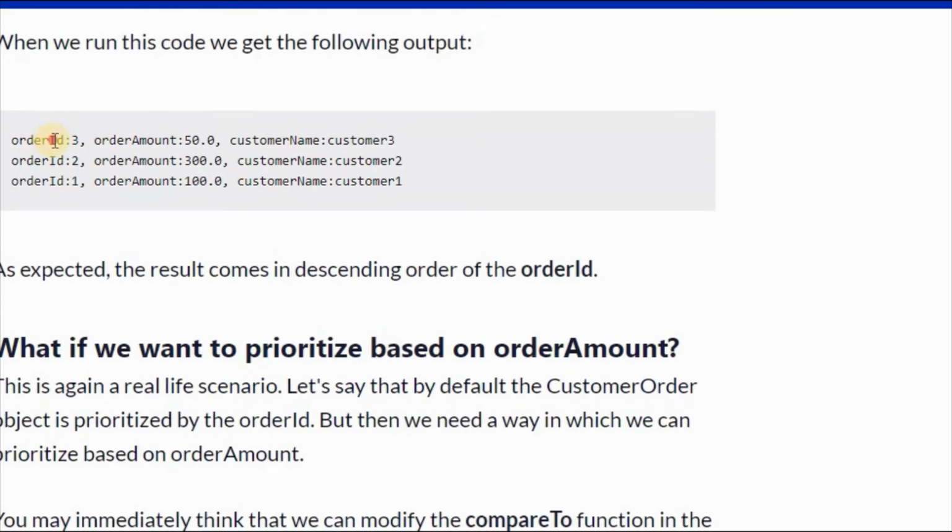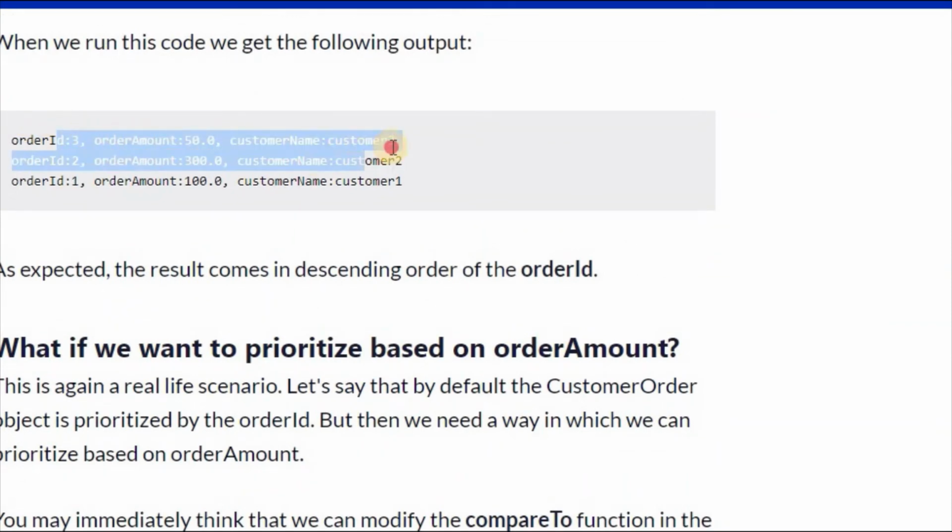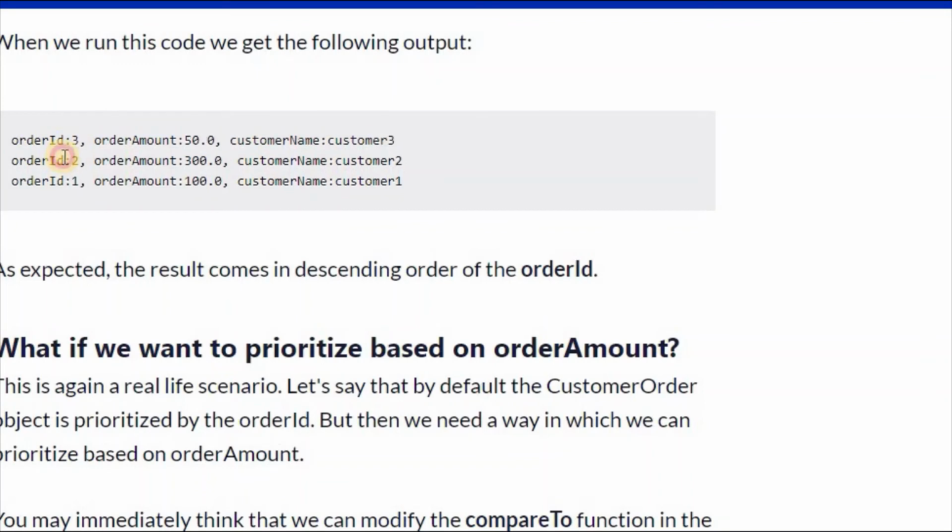So when we do print it out, we get customer 3 with order ID 3, customer 2 with order ID 2, and customer 1 with order ID 1.